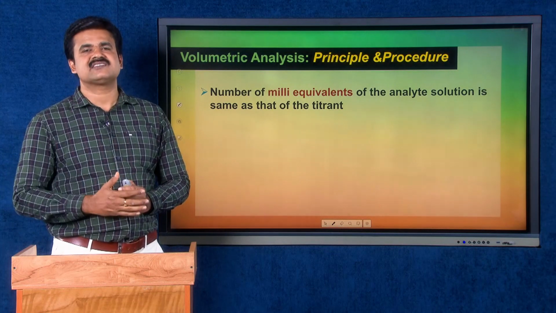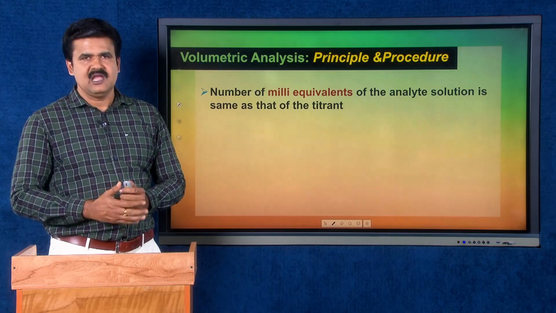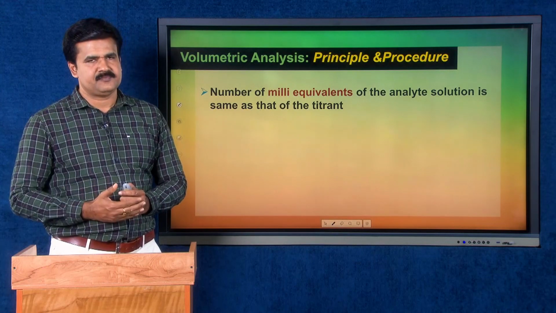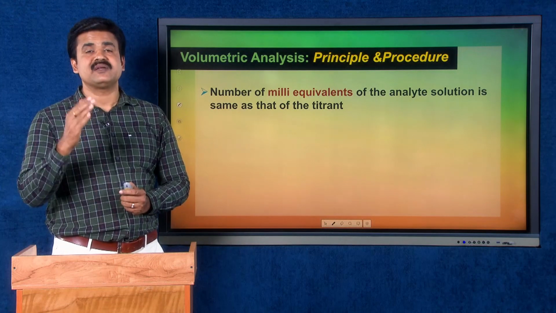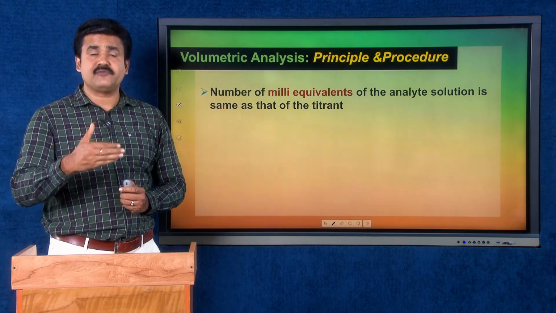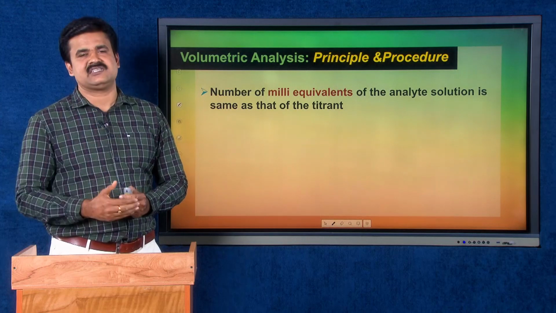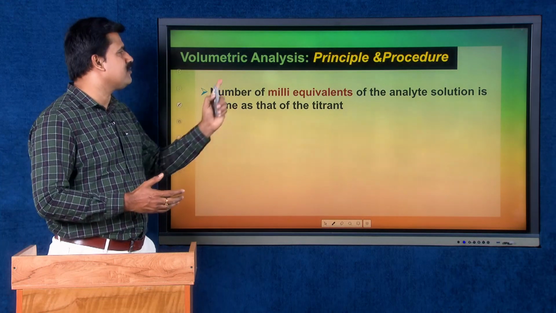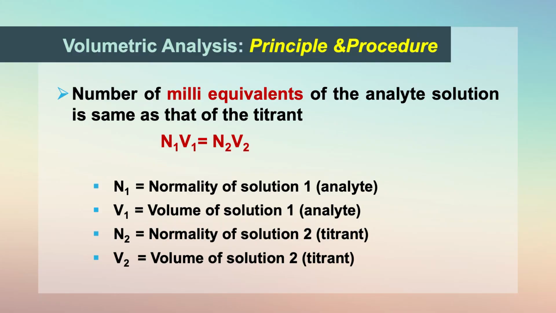In volumetric analysis, there are two types of materials, one titrant and one analyte. And the basic principle behind volumetric analysis is that the number of milli-equivalents of the titrant should be the same as the number of milli-equivalents of the analyte. That you can represent like this: N1 V1 equal to N2 V2, where 1 stands for either analyte or the titrant. N2 and V2 stand for the normality and volume of the second component.